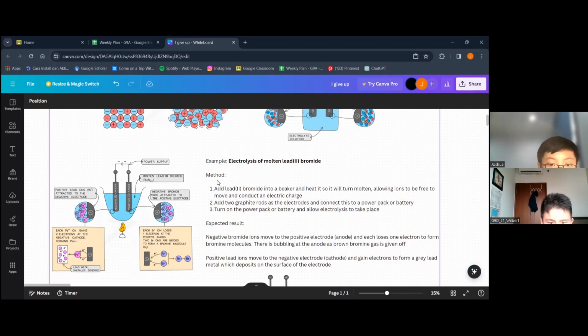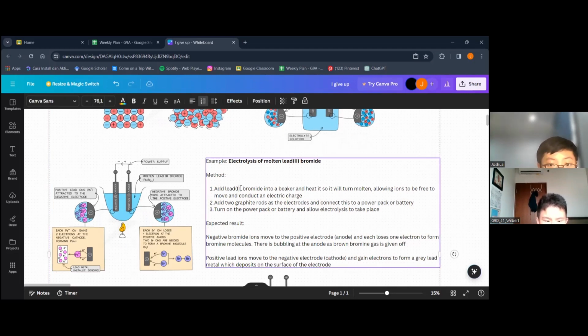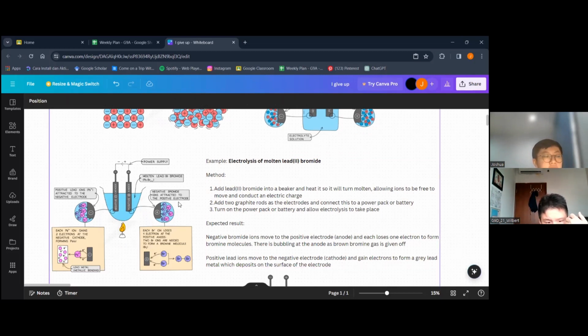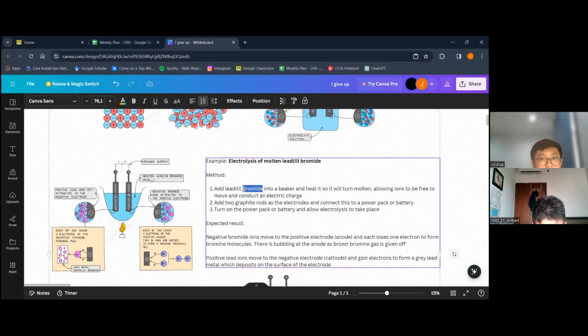The number 2 in here, this part, it refers to the valency. So lead can give away 2 electrons to bromine. That's why lead bromide is a compound. And if you remember, bromine is in group 7, which means it can receive 1 electron.